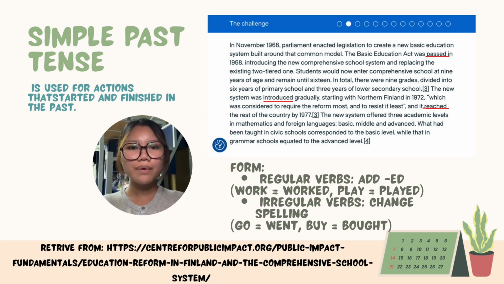If you look at the paragraph on the right describing Finland's education reform, notice how historical events are written in the past tense. Verbs like enacted, passed, introduced, and reached describe completed actions that took place back in 1968. And that's the simple past tense in a nutshell. Clear, simple, and finished in the past.